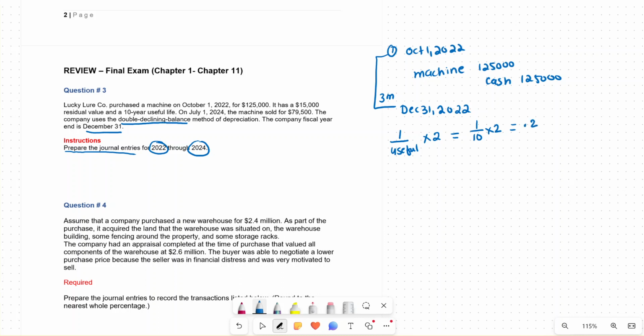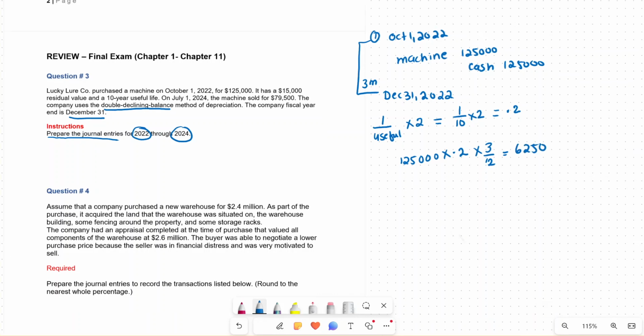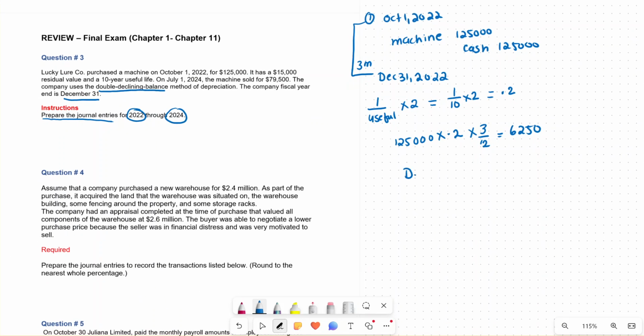When I record my depreciation, the cost of the asset is 125,000, multiplied by 0.2, and that's my annual. We're looking for 3 months depreciation, which gives you 6250. My entry will be depreciation expense and accumulated depreciation, and the entry will be for 6250 and 6250.